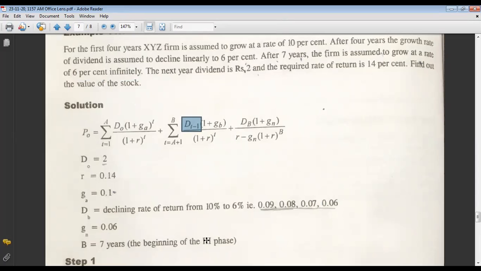Sir, I asked, how did we come to an assumption that it will decrease by 1% every year, sir? Look at the formula. The rate of return. Look at the formula here. dt minus 1. So 1% every year.